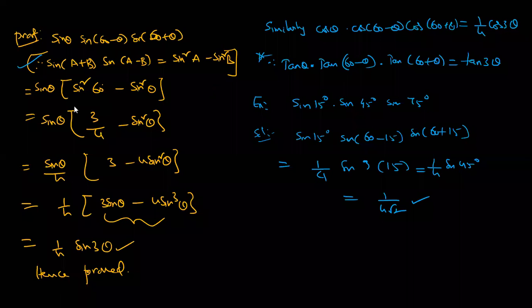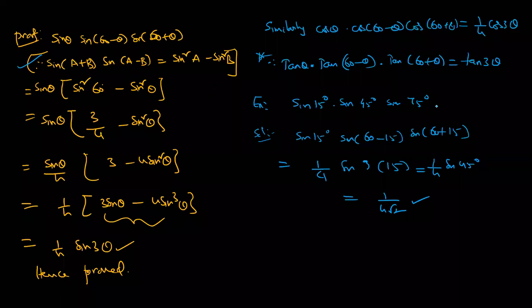Coming to the last one: sin square 60 degrees minus sin square theta, so 3 by 4 minus sin square theta. So you are getting this formula. One more thing: similarly, you can derive cos theta also, dear students. Now using sin and cos, you can derive tan theta, tan 60 minus theta like that.